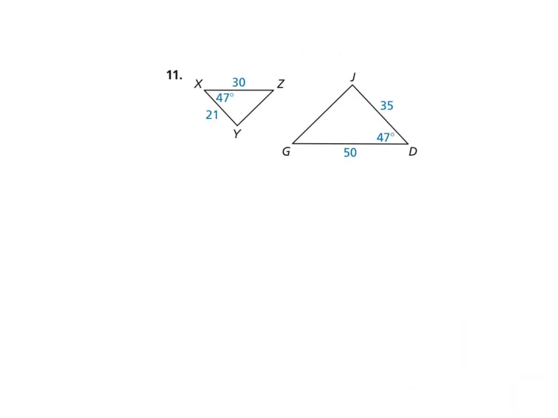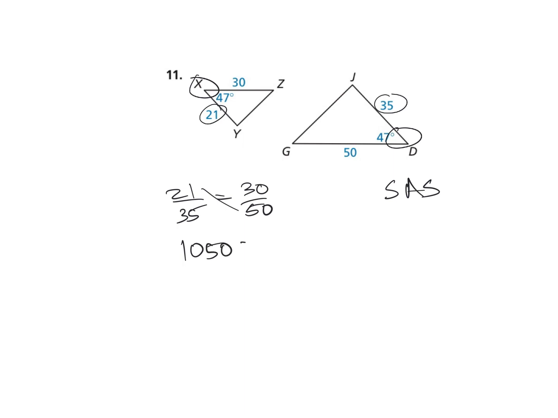All right, same thing on number 11. We have angles that are the same, so we're going to do side, angle, side. So match small sides to small sides. So 21 is going to go with 35. So 21 is to 35, as 30 is to 50. So this will be side, angle, side if they're true. So 21 times 50 is 1,050, and 30 times 35 is 1,050. So yes, by side, angle, side.